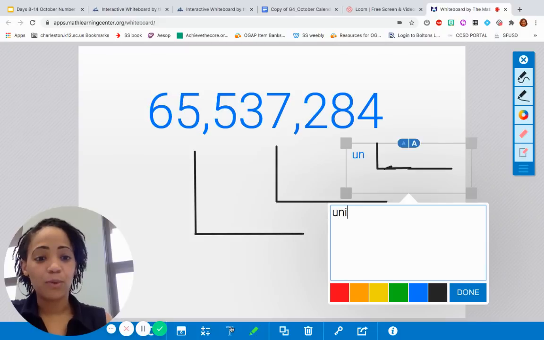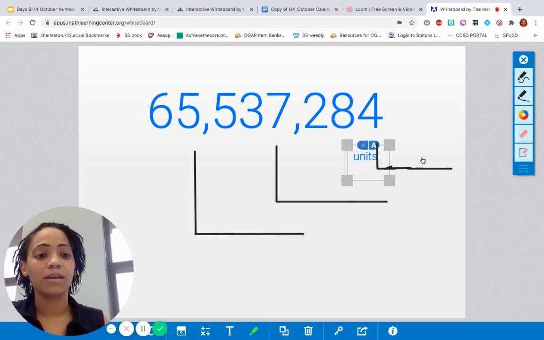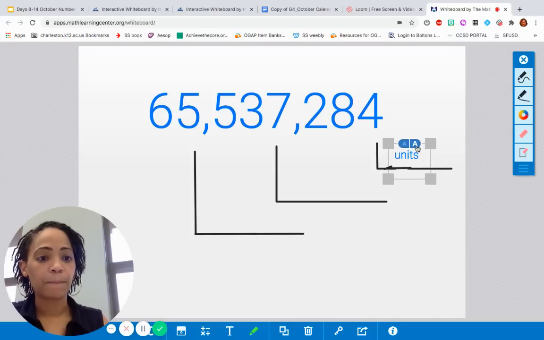Yeah, that I would have 4 units, okay? And if you didn't know that, now you know. I have 4 units if I were just representing the number 4. So I'm going to put that here.